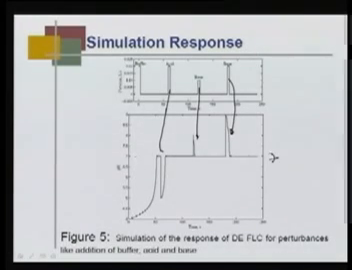Okay. Simulation of the response of DE-FLC for perturbances like addition of buffer, acid, base. So, in the beginning when I add a buffer, it takes a long time to jump to the actual pH 7, and then when acid is added the pH goes down, when base is added the pH goes up, and this is the disturbance added, but always finally the pH is maintained at 7.